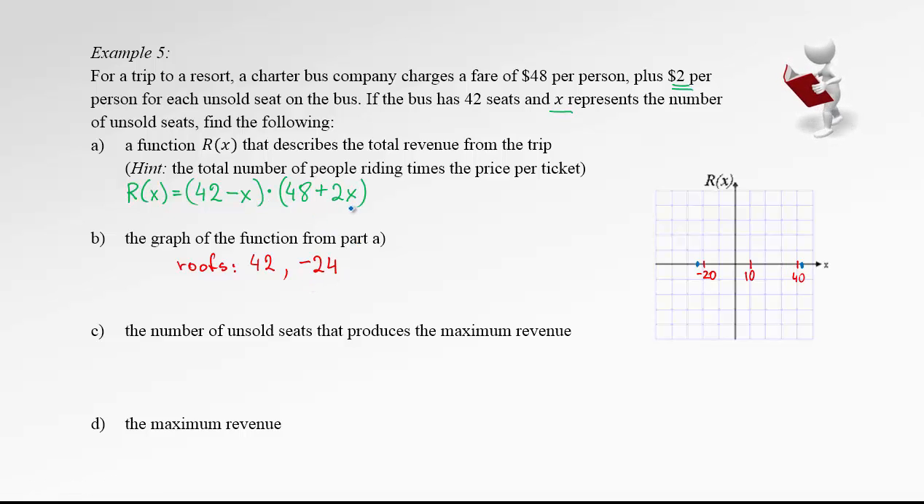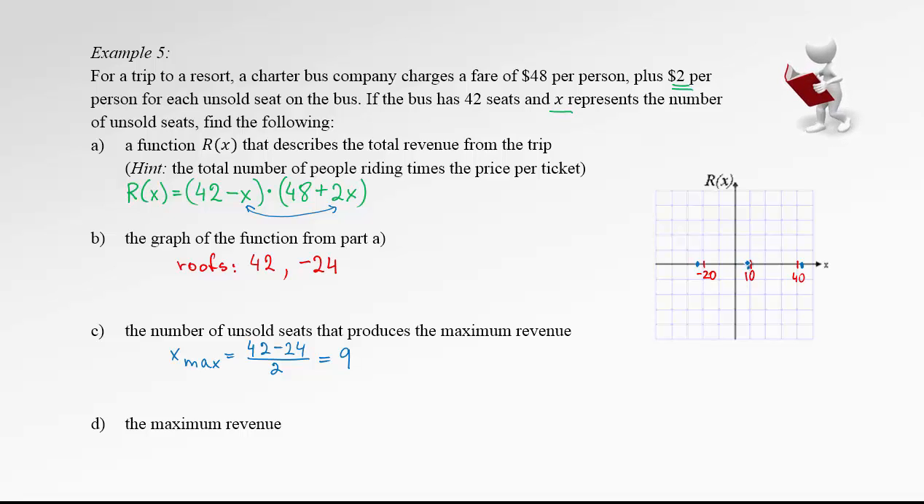What about the opening of our parabola? Well, the leading coefficient comes from multiplying the x terms, right? So the leading coefficient is negative. Therefore, the parabola goes upside down like this. That tells us that the vertex is the maximum point. And to find the first coordinate of this vertex, it's enough to take the average of these two roots, halfway between -24 and 42. So x maximum, the first coordinate of the vertex, is (42 plus -24) over 2. That gives us 9.